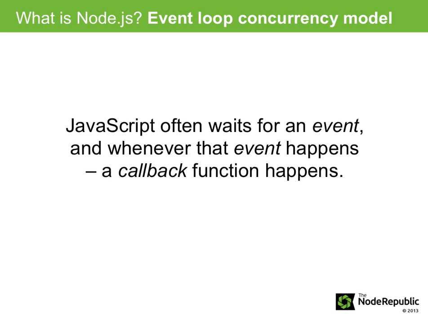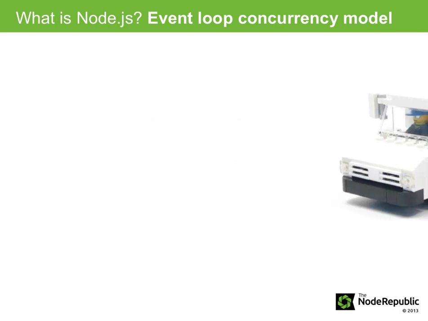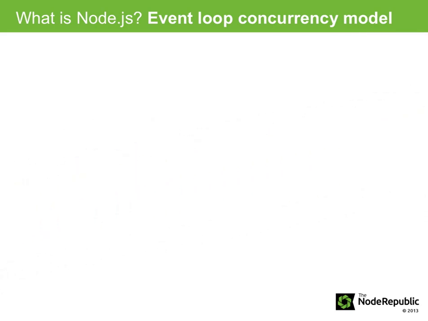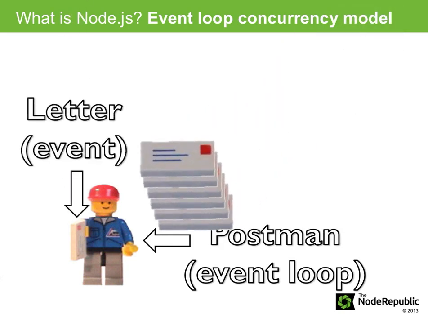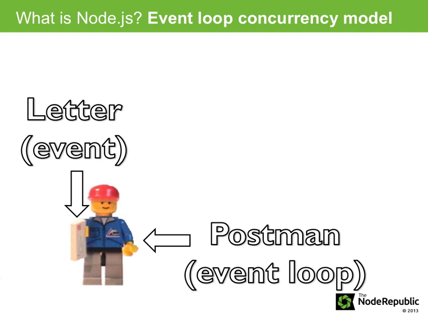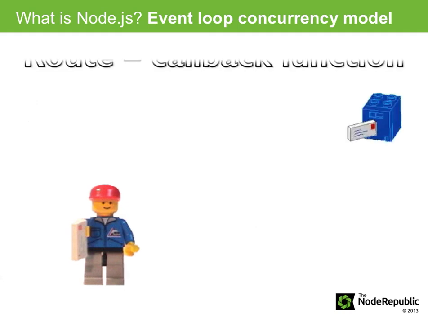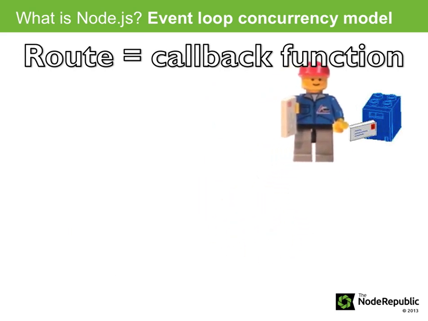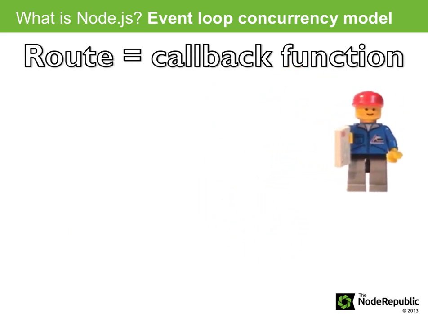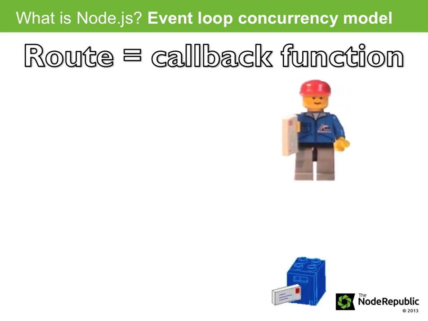Let's use the postman example to help this make sense. To our event loop postman, each letter is an event. He has a stack of events to deliver an order. For each event or letter that the postman has, he walks the route to deliver the letter. The route is the callback function assigned to that event, or sometimes more than one.